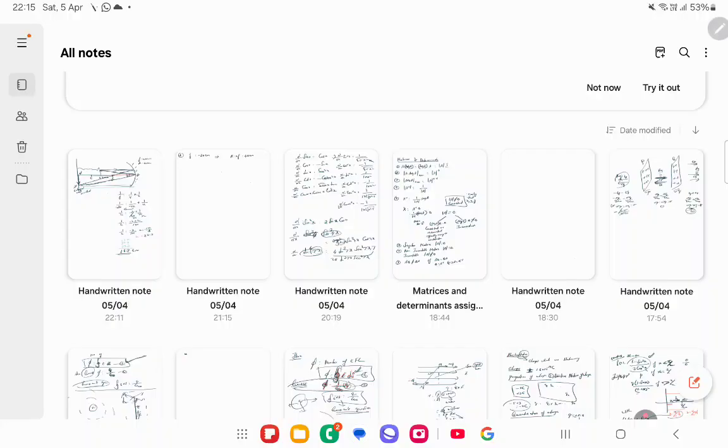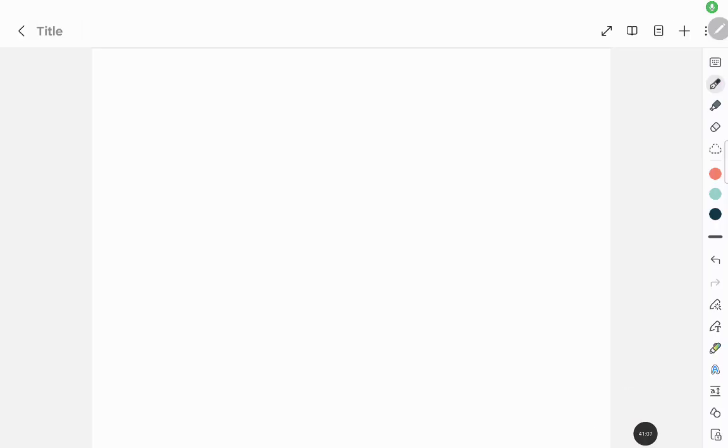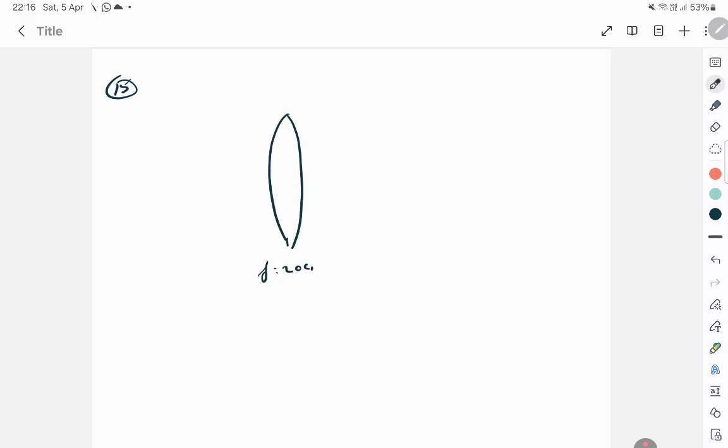Okay, so coming back to this. The next question is the 15th question. A convex lens of focal length 20 centimeters is placed coaxially with a concave mirror of focal length 10 centimeters. Concave mirror, is it?